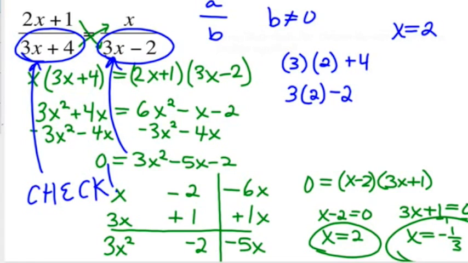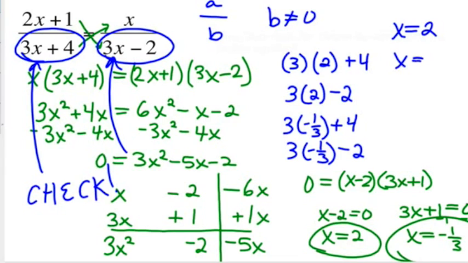Now I'm going to check negative 1/3. 3 times a negative 1/3 is a negative 1 plus 4 does not equal 0. And 3 times a negative 1/3, which equals again a negative 1, minus 2, again, does not equal 0. And that's good. We do not want these values to equal 0. If we do, that means we have a denominator of 0. Again, bad stuff. So those are our two answers. Remember, when dealing with quadratics, you have the potential for either two answers, one answer, or no answer.